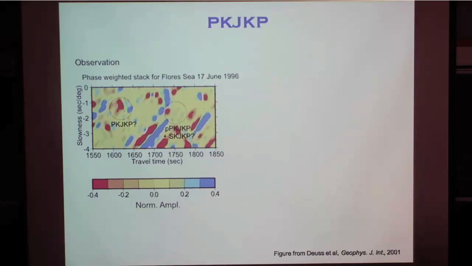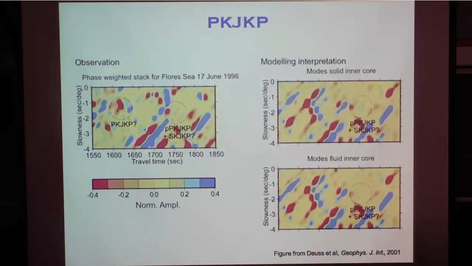So that's nice. We've got a nice picture. We've got some stuff circled. Should you be convinced? What if it's meant to look like that even without PKJKP? So one test you can do is to calculate what the synthetic, in this case, vespagram would look like, so slowness as a function of time for a model with a solid inner core and then a fluid inner core. Because if you turn the inner core to fluid, or you just kill its shear velocity to be super low, then you shouldn't expect to see PKJKP.